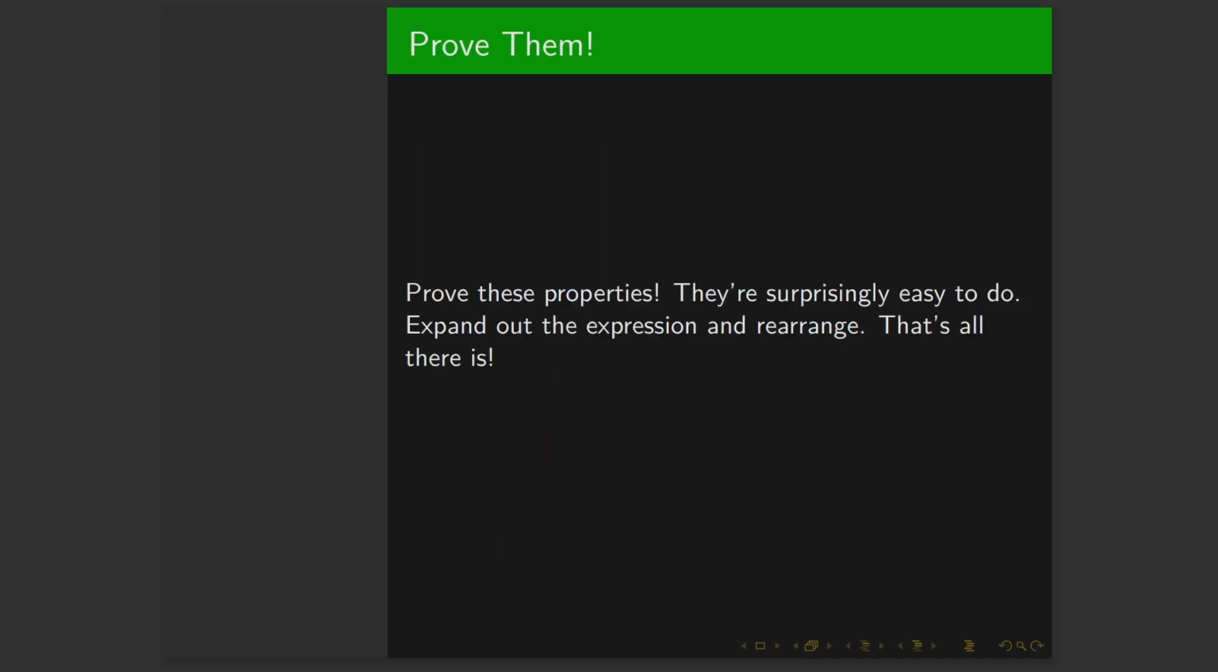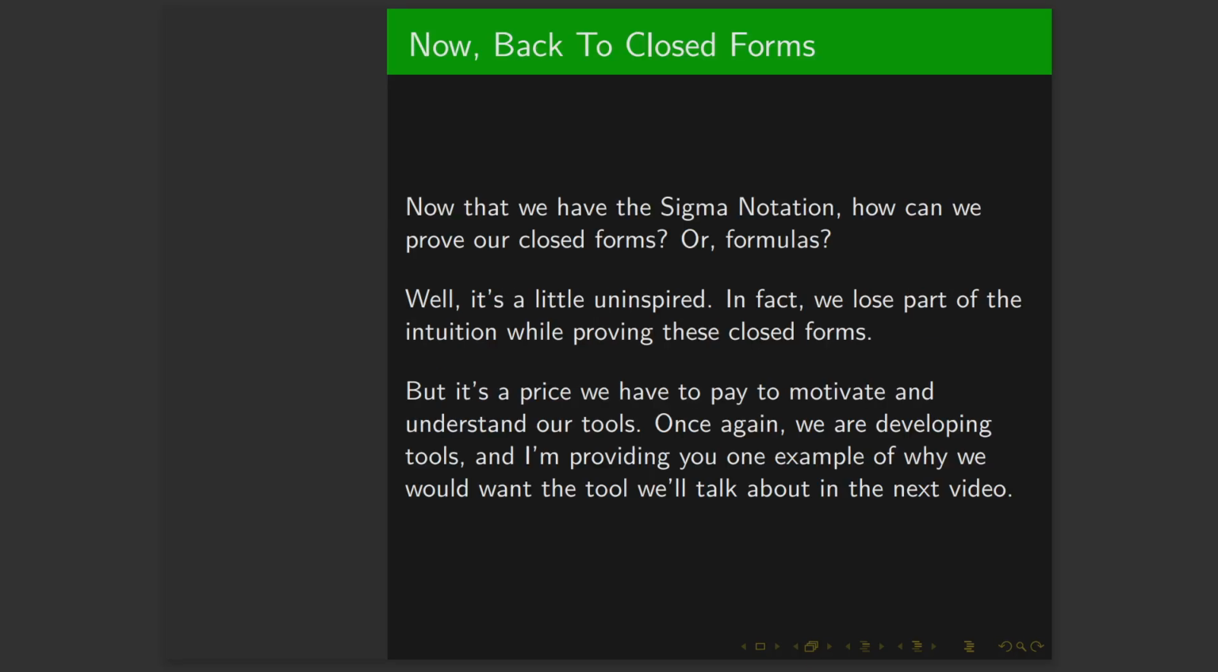So what's really interesting is that you can prove these properties. I understand that explaining them via words is a little difficult, but if you were to actually prove them and understand how to algebraically form them, you're like, okay, I understand how this works. So do them. They're surprisingly easy to do, and all you really need to do is expand out the expression and rearrange the terms. So if you don't understand what the rule is saying or why it's true, go ahead and prove them. Now back to closed forms.